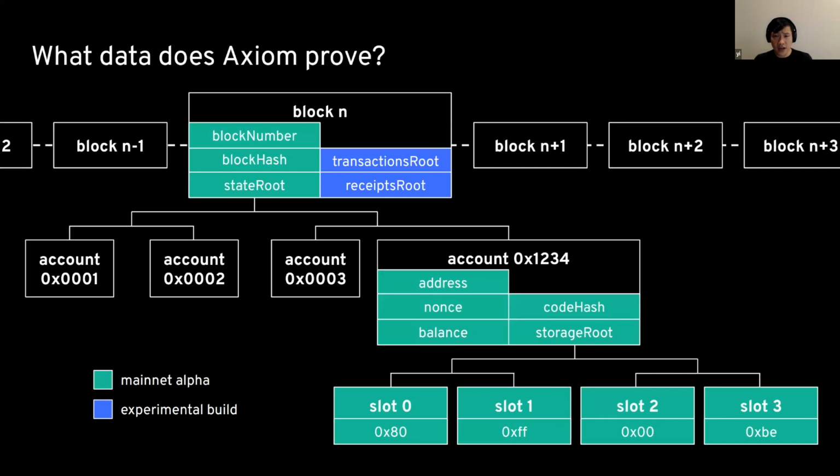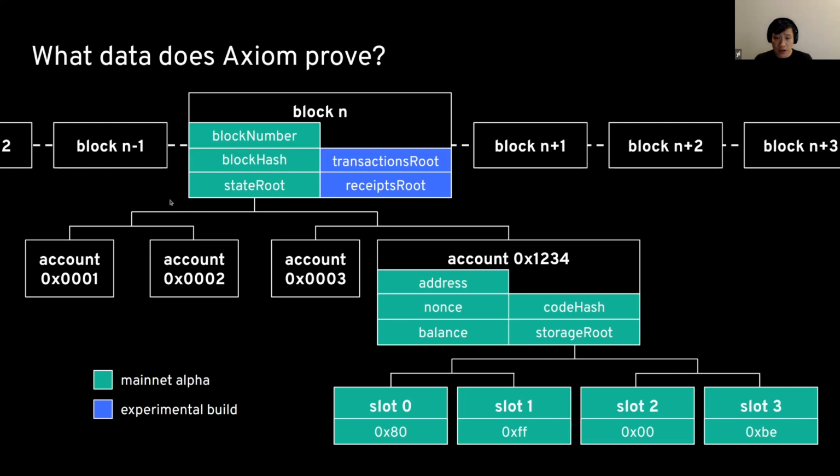Okay, so just to talk a bit more deeply about what we're actually proving here, in every block of Ethereum, we have a number of fields in the block header. So there are a few more fields, but for us, the relevant ones are the block hash, the state root, the transactions root, and the receipts root. So we currently support all the fields in green on mainnet. And the important one here is the state root, which commits to the full account trie of Ethereum.